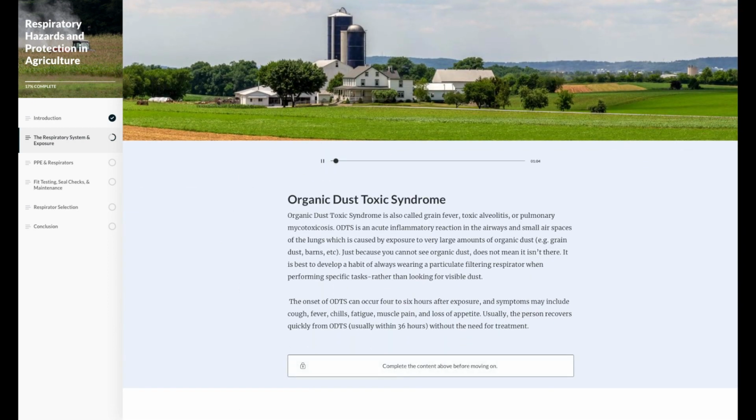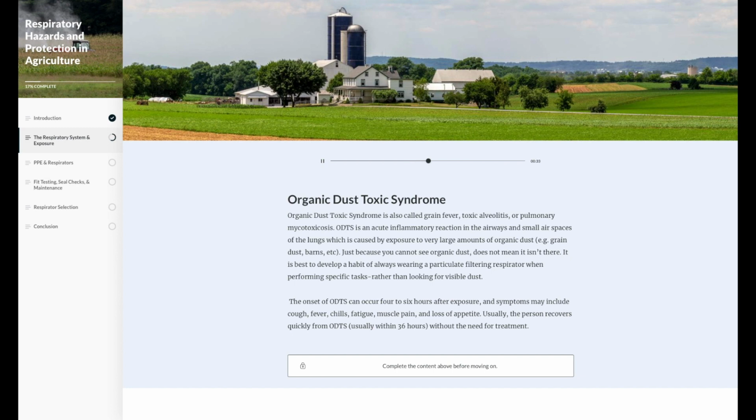Organic dust toxic syndrome is also called grain fever, toxic alveolitis, or pulmonary mycotoxicosis. ODTS is an acute inflammatory reaction in the airways and small air spaces of the lungs, which is caused by exposure to very large amounts of organic dust, for example, grain dust, barns, etc. Just because you cannot see organic dust does not mean it isn't there.